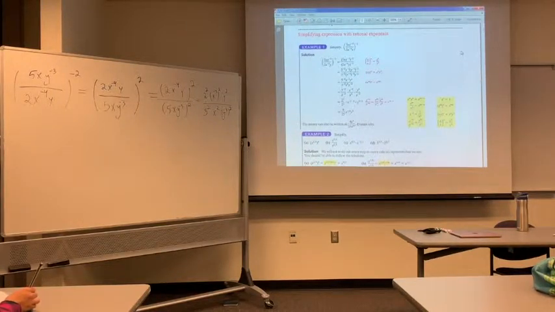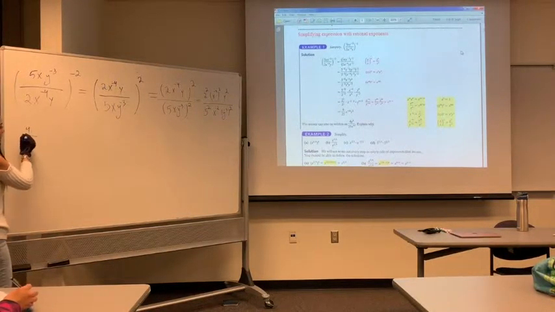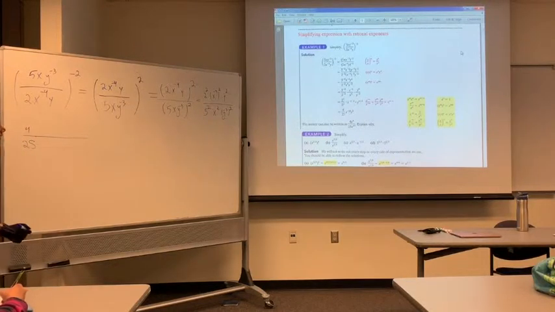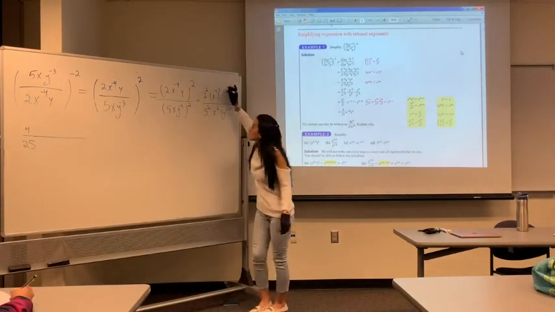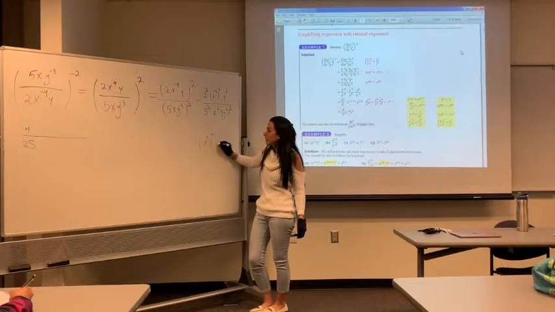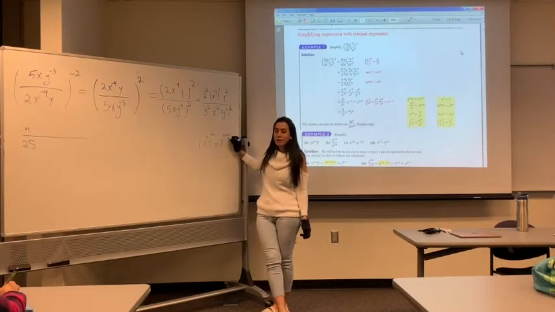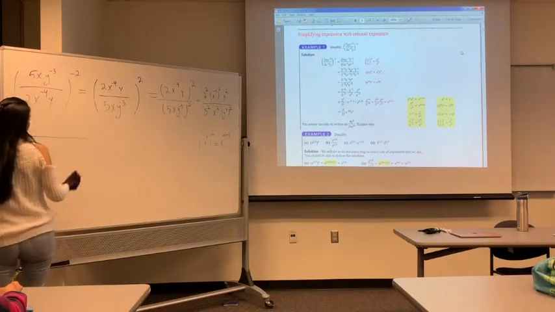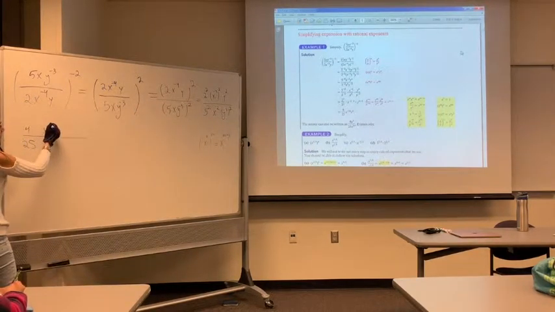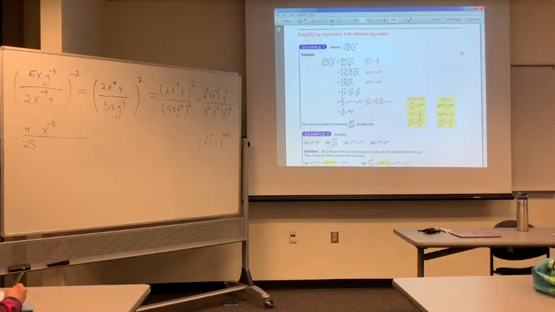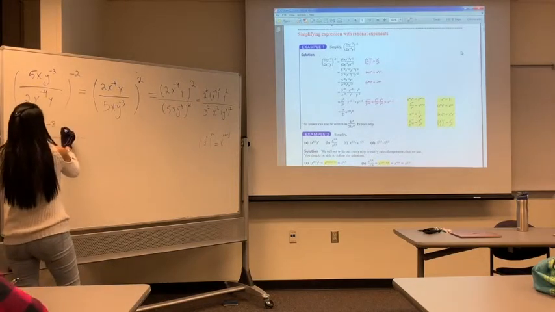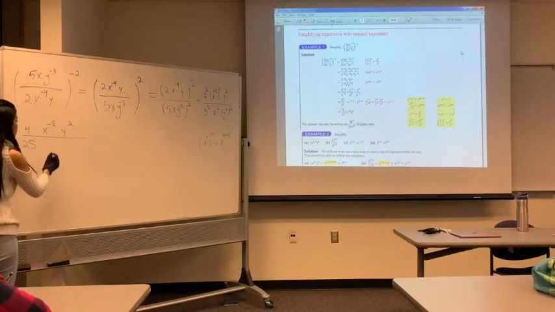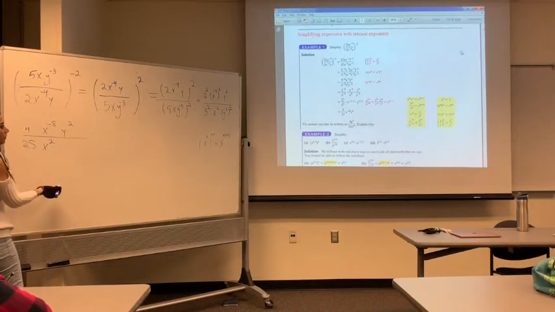2 power 2 is 4. 5 power 2 is 25. 4 divided by 25. The next term is x power negative 4 power 2: negative 8. Why? Because we multiply these two powers, right? Because x power n, power m is x power n times m. Negative 8? Negative 8. Oh, but it's 1 over... No, not now. So, x power negative 8. Correct? Yeah. The next one is y power 2. Then x power 2 we have here. And then what does that last one become? y negative 6.